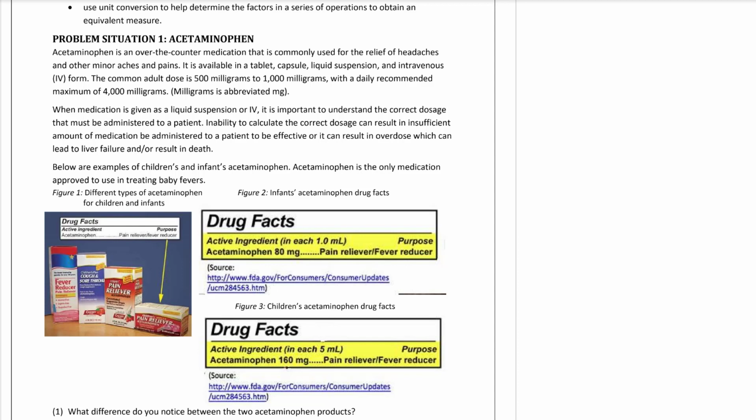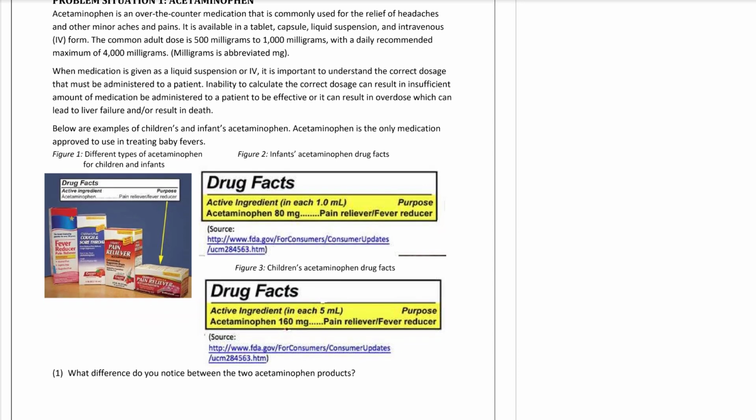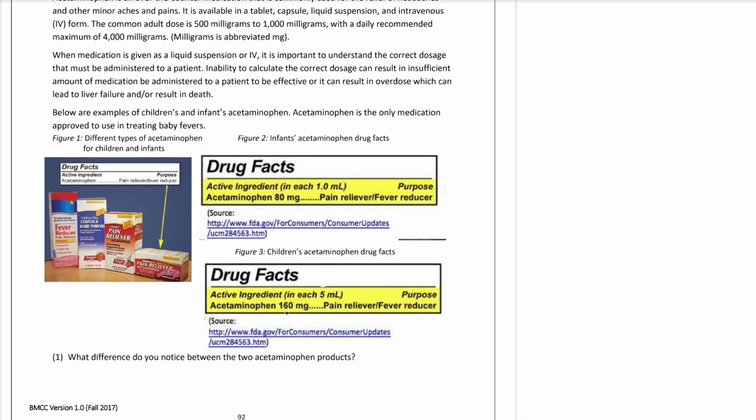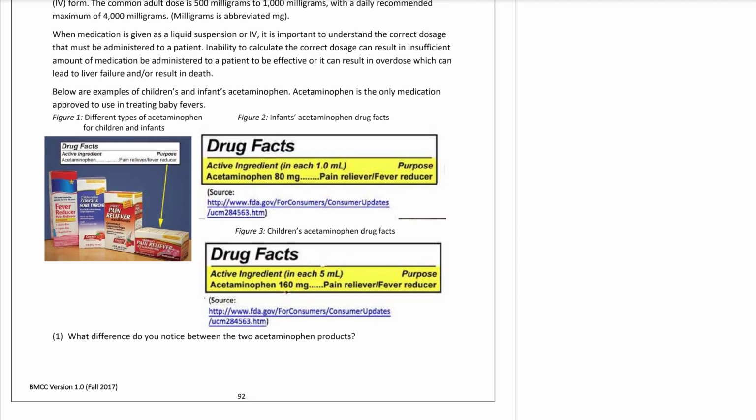When medication is given as a liquid suspension or IV, it's important to understand the correct dosage that must be administered to a patient. Inability to calculate the correct dosage can result in an insufficient amount of medication being administered to be effective, or it can result in overdose, which can lead to liver failure and result in death. Below are examples of children's and infants' acetaminophen. Acetaminophen is the only medication approved to use in treating baby fevers.